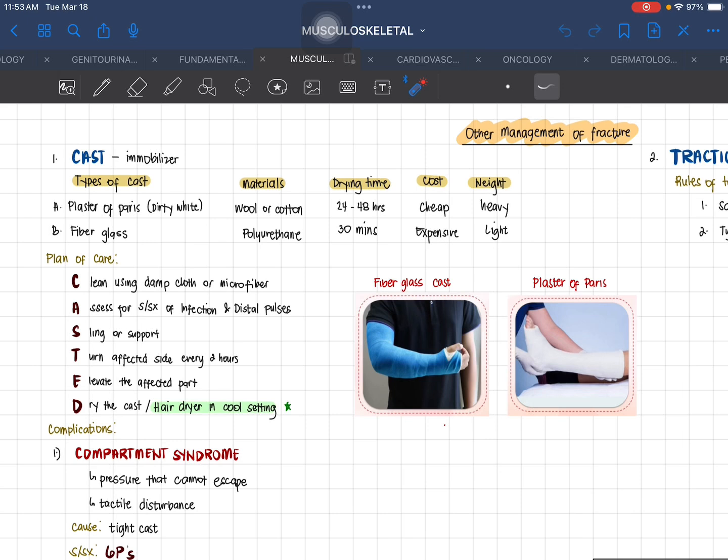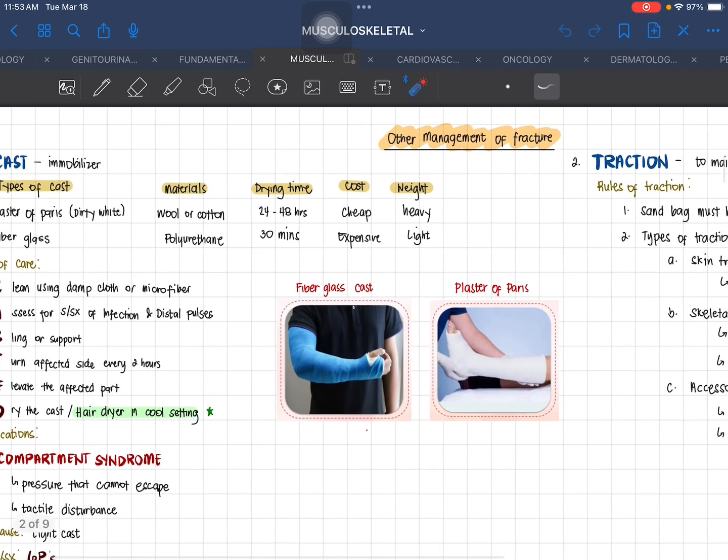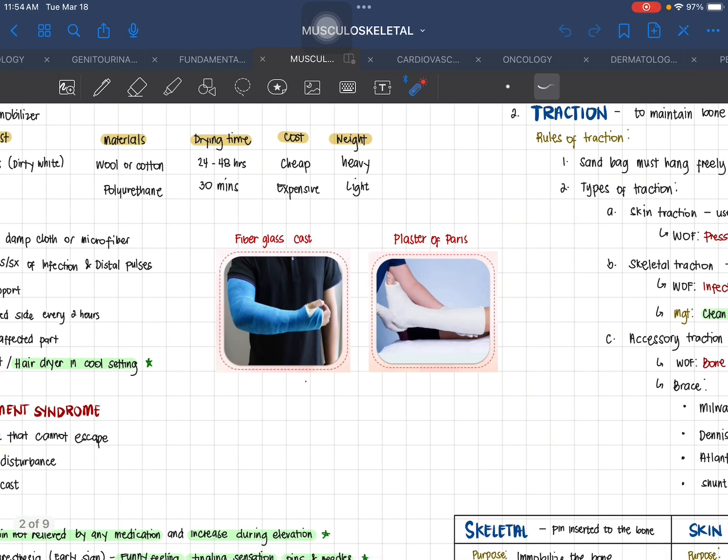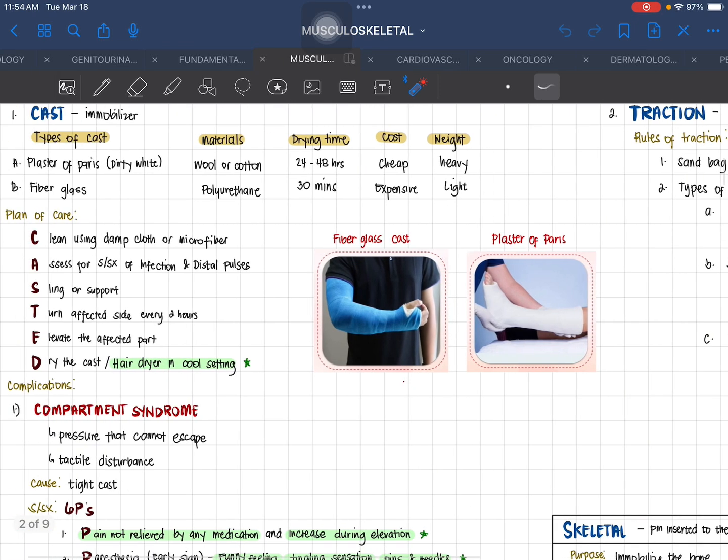Dahil, yun nga, kung i-imagine mo naman yung itsura ng wool and cotton, of course, yun white, dirty white, yung maisip mong kulay. So, sa fiberglass, ang material na ginagamit sa kanya ay polyurethane. Of course, mahal siya. And ang drying time niya is 30 minutes lang. Mabilisan lang. And then, ang weight niya ay very light lang naman.